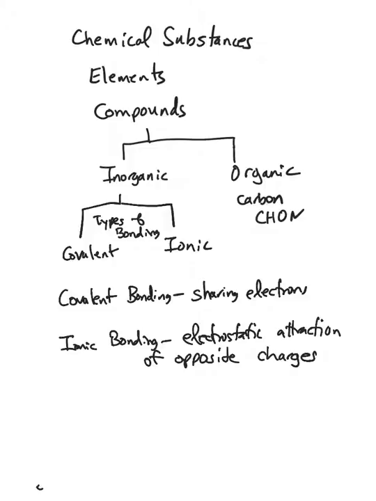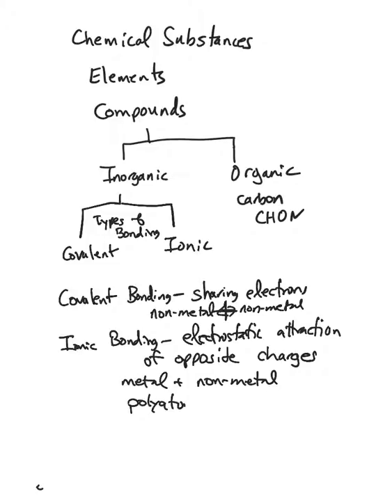We'll find covalent bonding when we have a nonmetal bonded with another nonmetal. Now, ionic bonding, we'll have a metal plus a nonmetal, or we'll have a polyatomic ion involved in the mix. Typically it will be a metal plus a negative charge polyatomic ion.